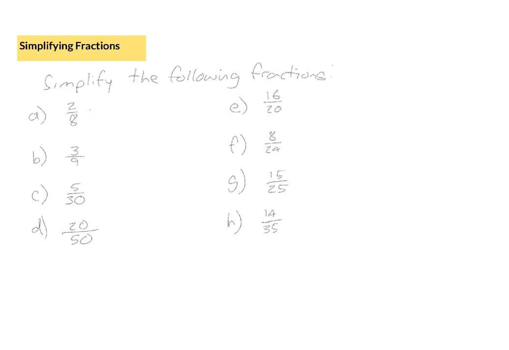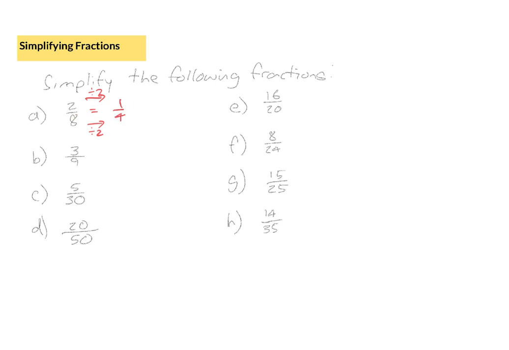We have 2 over 8. Now 2 over 8, both those numbers 2 and 8 are divisible by 2. So they share a common factor of 2. So I can divide the top and bottom by 2 and have an equivalent fraction. 2 divided by 2 is equal to 1. 8 divided by 2 is equal to 4. So 2/8 is exactly the same as 1/4.